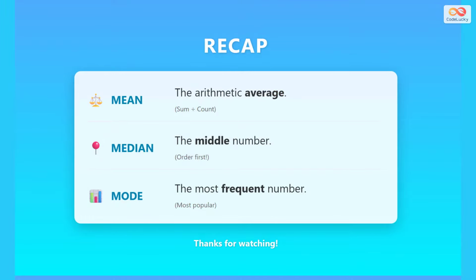To recap, the mean is the average, calculated by summing and dividing. The median is the middle number after sorting, and the mode is the most frequent number. Understanding these 3 tools helps you describe data accurately.